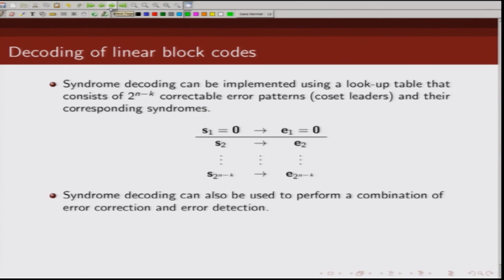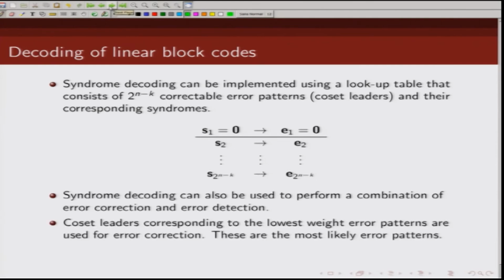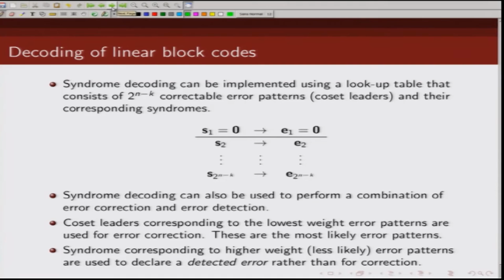Now, we can use this syndrome decoding for both error correction and error detection, and we will give an example to illustrate this. Again, as we said, the coset leaders corresponding to the lowest weight error patterns are used for error correction, and these are the most likely error patterns according to the maximum likelihood rule. Now, we could use this standard array for a combination of error correction and error detection, and we are going to illustrate that we could use a syndrome corresponding to a higher weight error pattern for error detection rather than error correction.